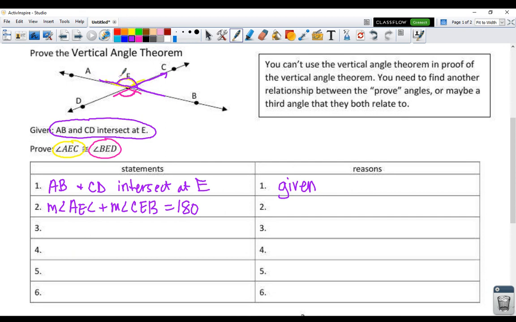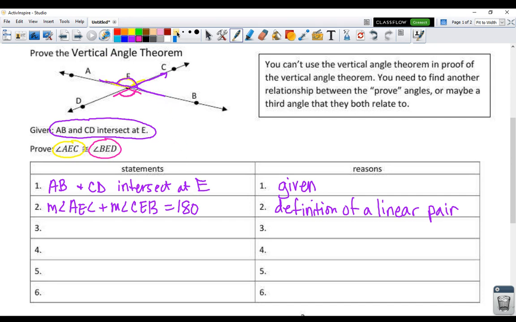This is a straight line, which means any angles formed have to add up to 180. Because there are 2 of them, that makes these a linear pair. So we're using the definition of a linear pair to write down that geometrical relationship. Linear pairs are 2 adjacent angles that form a straight line, so they add up to 180 degrees.